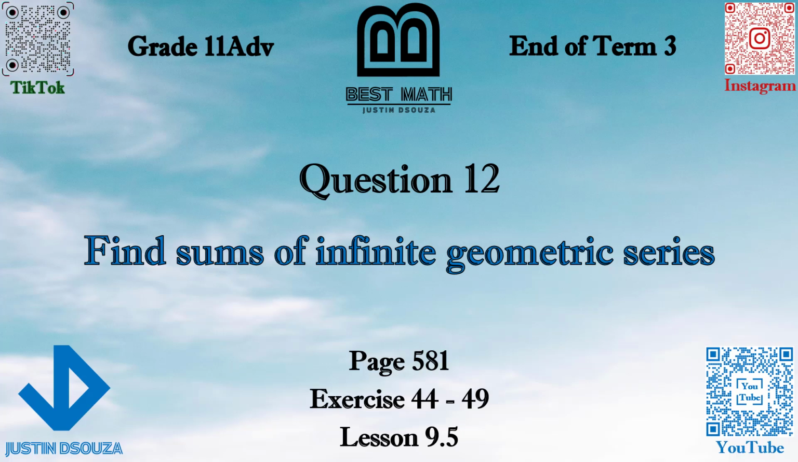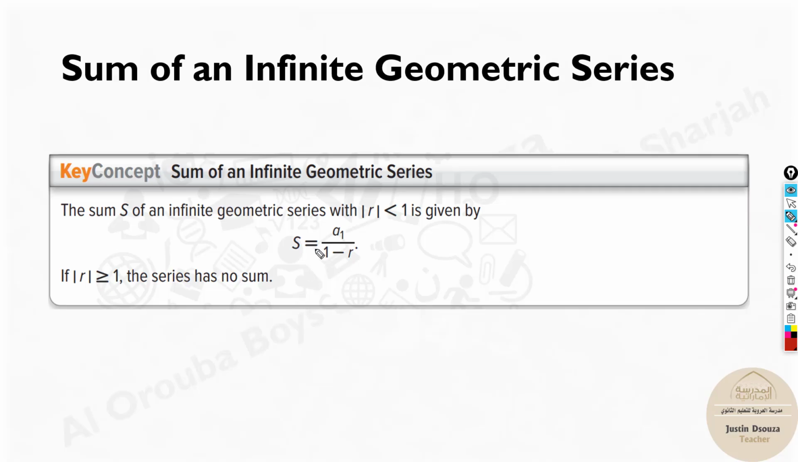Question is to find the sums of infinite geometric series. The formula is given over here, the sum of an infinite geometric series. What does this mean? Imagine you have half, 1/4, 1/8, 1/16, and it keeps on going forever, right? But still you can find its sum using this formula. But technically it goes until infinity, right? How can you add till infinity?